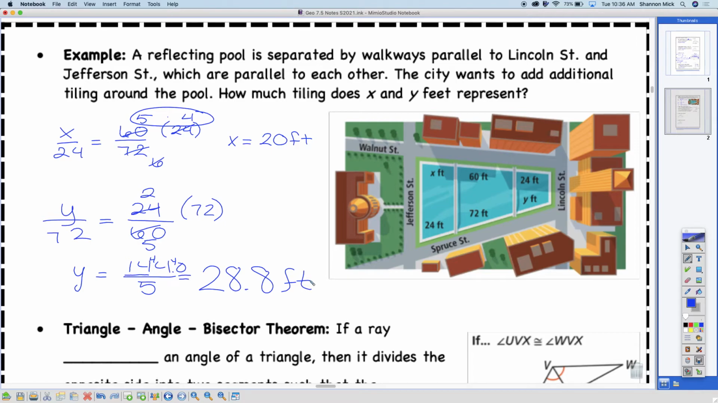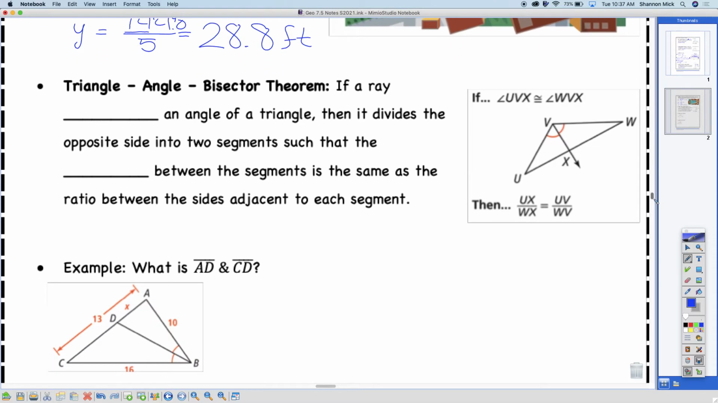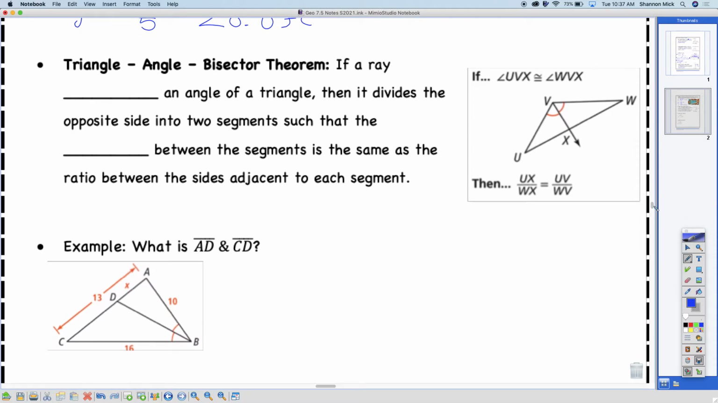Questions? Just know that those sides, just pair it up. The hardest part of any of these problems is making sure your corresponding parts are where they need to be, right? Okay, so another one, the last one of the whole chapter: the triangle angle bisector theorem. Bisector means what? Cut in half.